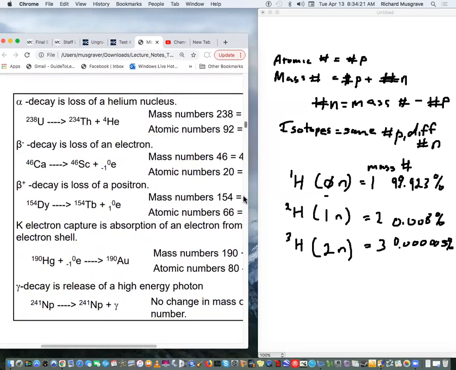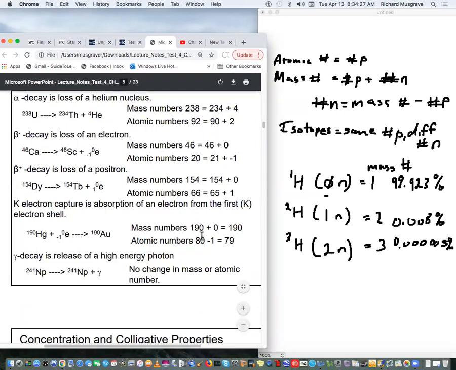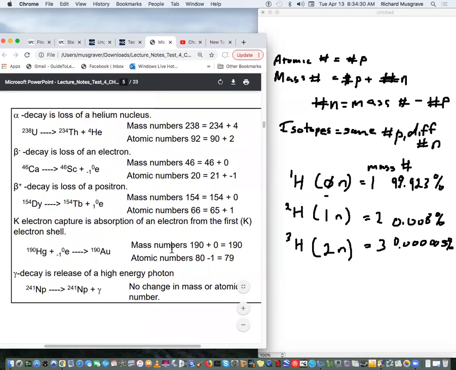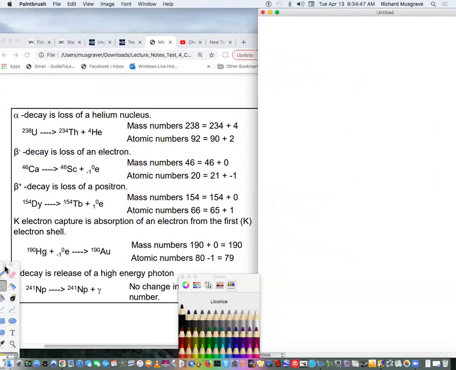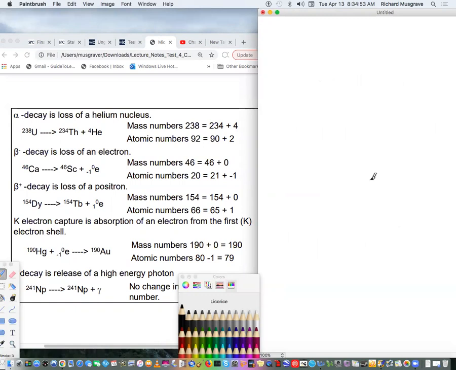So as I said, the much heavier elements, let me shrink this a little. That's better. The much heavier elements will often decay with alpha decay. Now, alpha decay is loss essentially of a helium nucleus. So let's say we know that we have uranium-238. We know that it decays by alpha decay, and we want to figure out what it actually forms. This is how we do it.